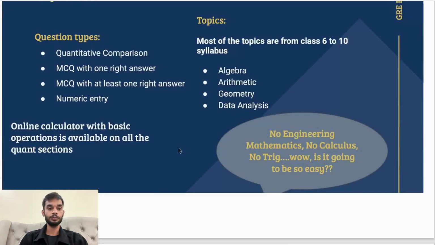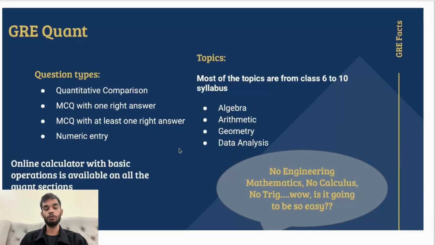Next, what are the types of questions you'll be facing in the GRE? You will have 4 types of questions in math: quant comparison, MCQ with one right answer, MCQ with at least one right answer, and numeric entry. Most of the topics are from class 6 to 10th. In short, the standard of the GRE is up to 10th. So no engineering mathematics, no calculus, no trigonometry.